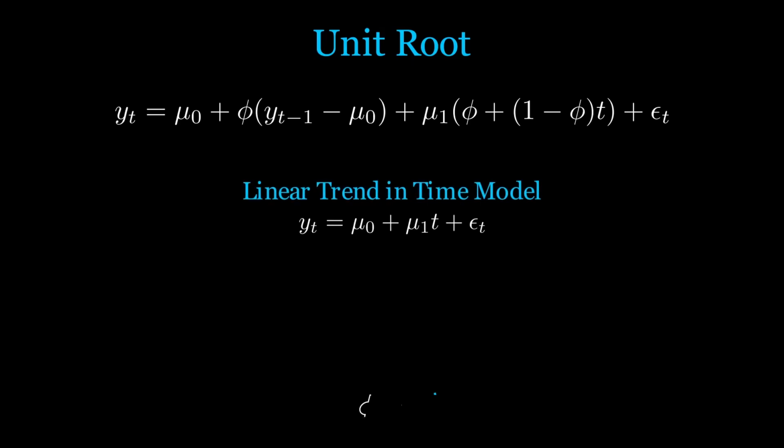The last case is when phi equals 0. This simplifies to a linear trend in time model. The value of y increases or decreases linearly with time, with a random variation added by the error term. We covered the properties of a random walk, an AR1 model, and a linear trend in time model in previous videos, so these scenarios and their properties should be familiar if you've already watched those videos.